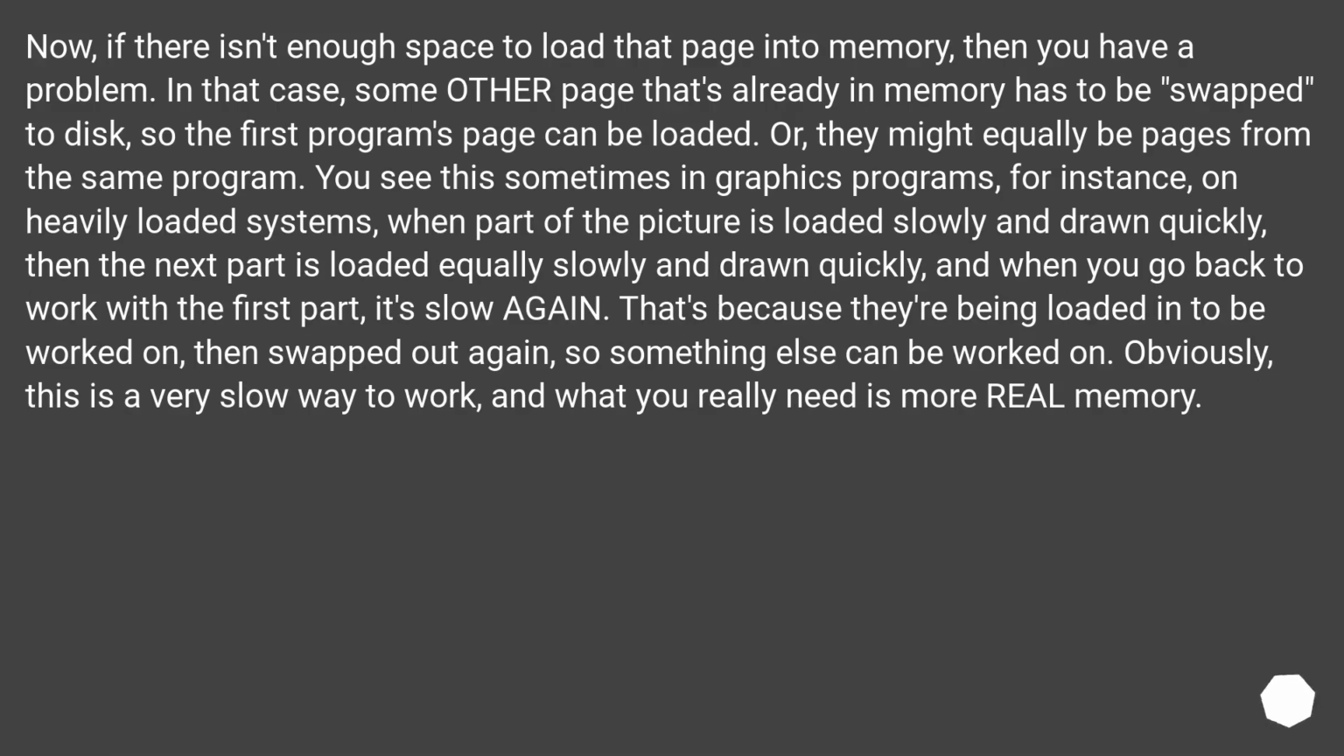Now, if there isn't enough space to load that page into memory, then you have a problem. In that case, some other page that's already in memory has to be swapped to disk, so the first program's page can be loaded. Or, they might equally be pages from the same program. You see this sometimes in graphics programs. For instance, on heavily loaded systems, when part of the picture is loaded slowly and drawn quickly, then the next part is loaded equally slowly and drawn quickly, and when you go back to work with the first part, it's slow again. That's because they're being loaded in to be worked on, then swapped out again, so something else can be worked on. Obviously, this is a very slow way to work, and what you really need is more real memory.